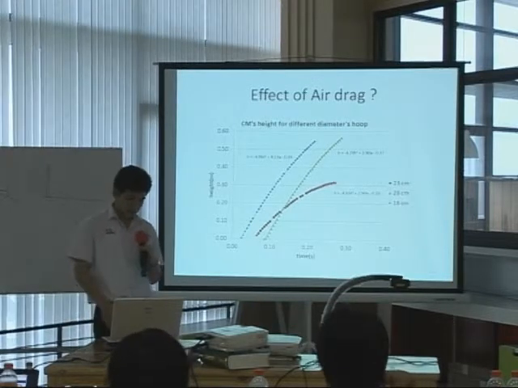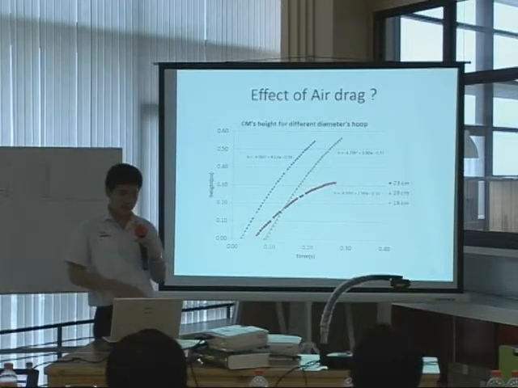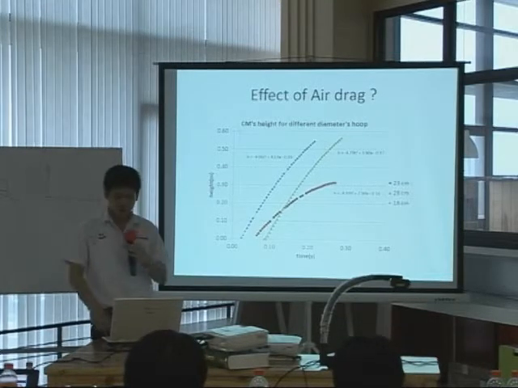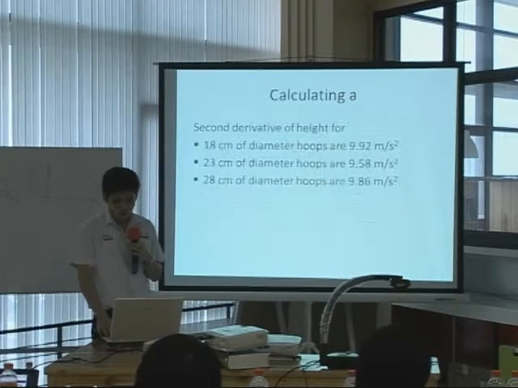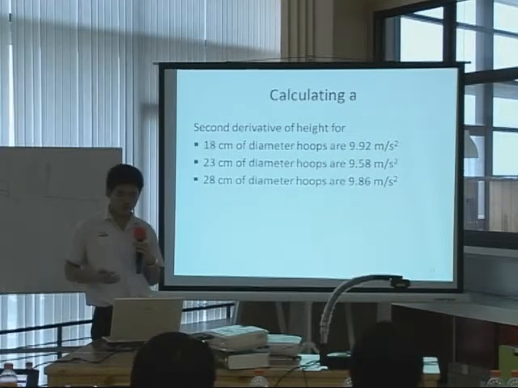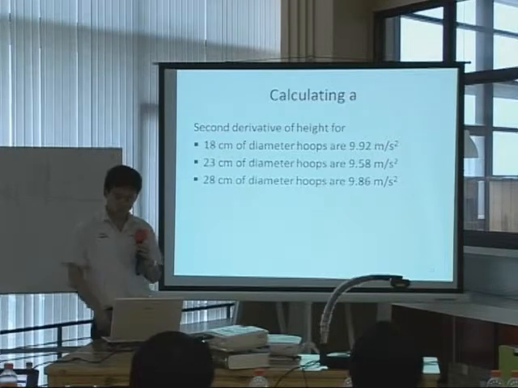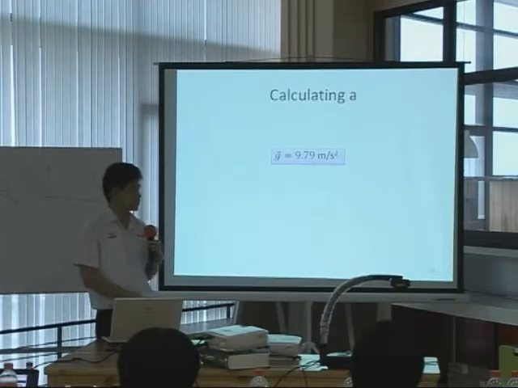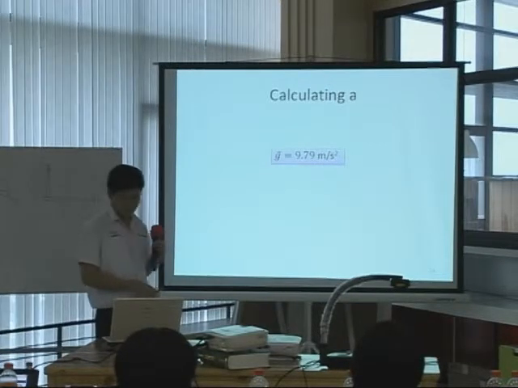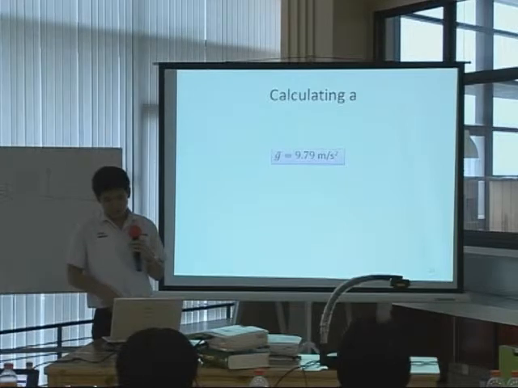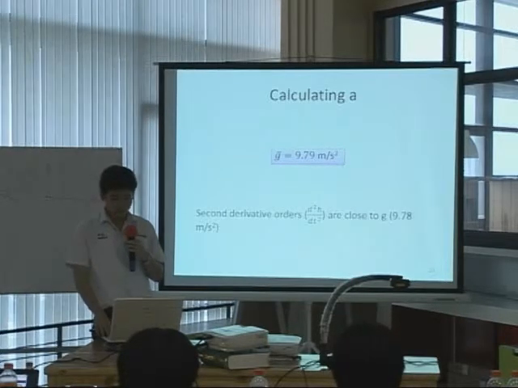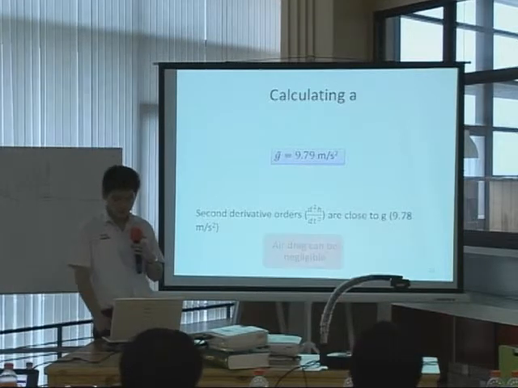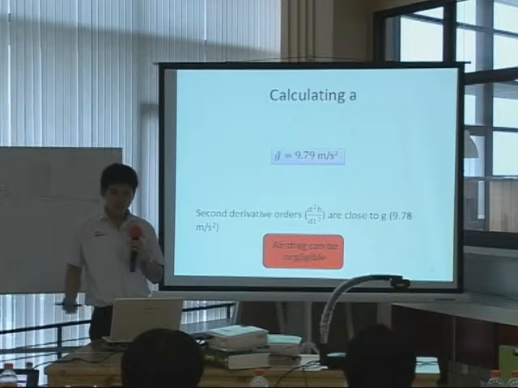You see that the horizontal axis is time and the vertical axis is the height. I measure from the center of mass. When I calculate the second derivative of the height, it shows the acceleration of the center of mass. This is close to the gravitational acceleration, and I can conclude that the air drag is negligible.